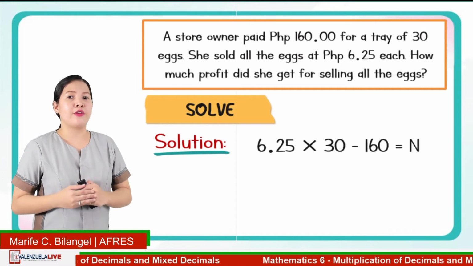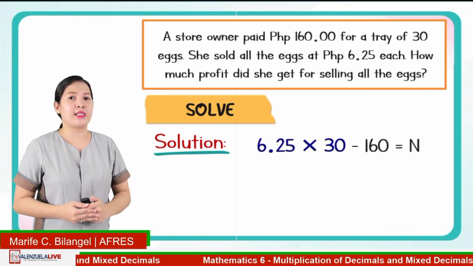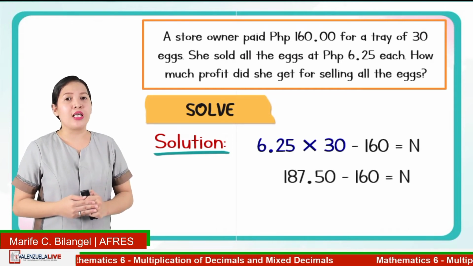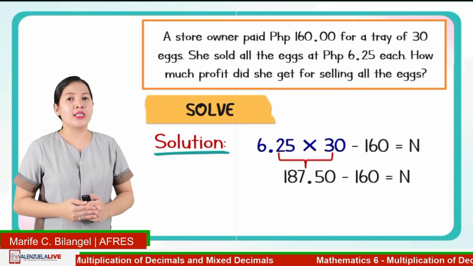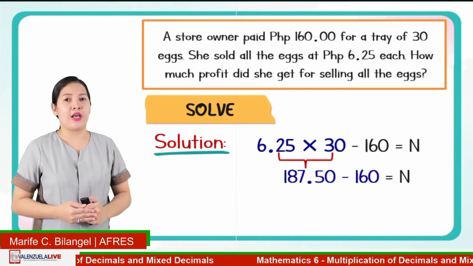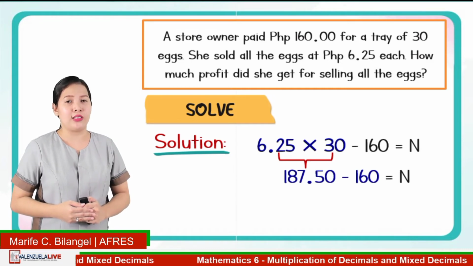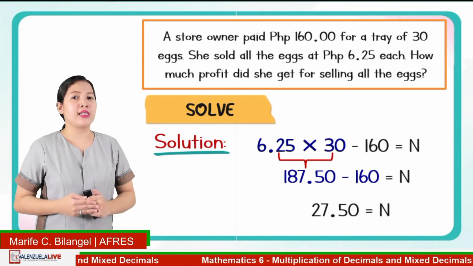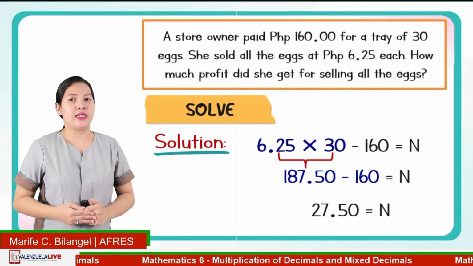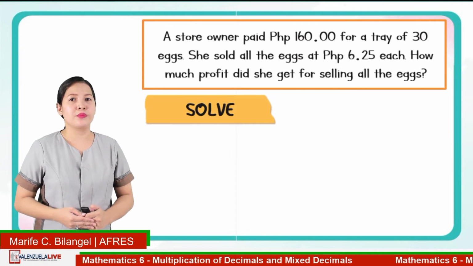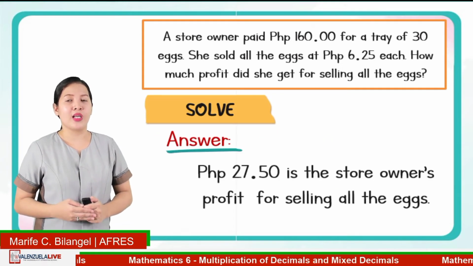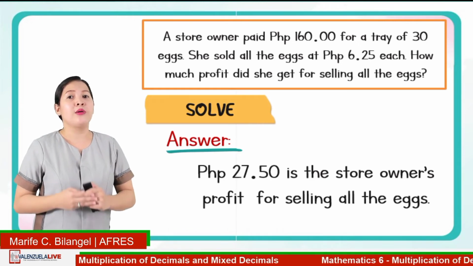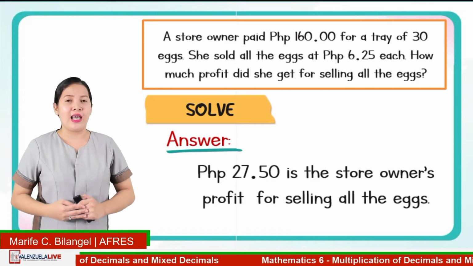So we multiply first 6 and 25 hundredths by 30. The product is 187 and 50 hundredths. Now let us subtract 160 from 187 and 50 hundredths. So what's the difference? The difference is 27 and 50 hundredths. So therefore, the answer is 27 pesos and 50 centavos is the owner's profit for selling all the eggs.